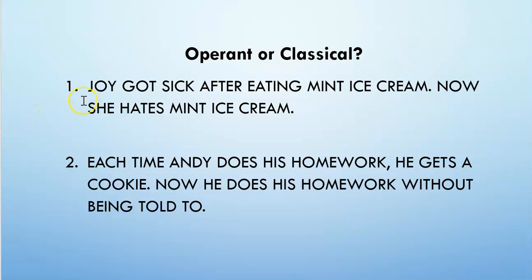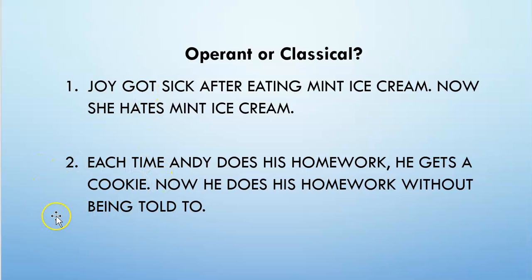So let's look at number 1 again. Joy got sick after eating mint ice cream. Okay, so she ate mint ice cream and then got sick. And now she doesn't like mint ice cream. Again, this one is an example of classical conditioning. Why? Because the stimulus was eating mint ice cream, and the response happened after the stimulus. So she got sick after eating it, right? She ate the mint ice cream, and then she got sick.